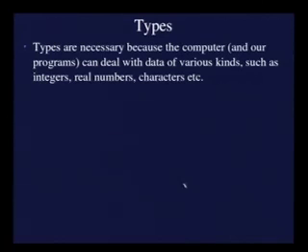Okay, let's now look at types. We have already encountered types in the programs that we have seen so far. We have only seen one type so far, which was the integer type represented by the keyword int. But there are other types also available in C, large number of them actually. So the types are necessary because our programs as well as the computer can deal with data of various kinds. Integers are just one example. It could deal with real numbers, it could deal with strings made up of characters and so on and so forth.